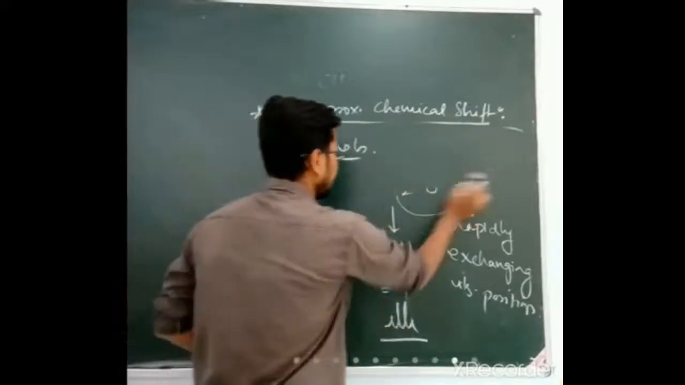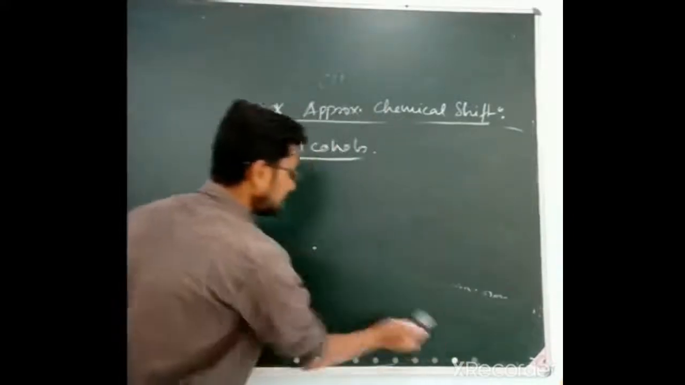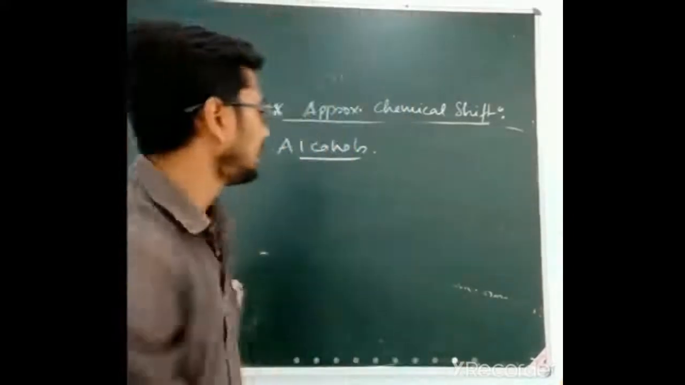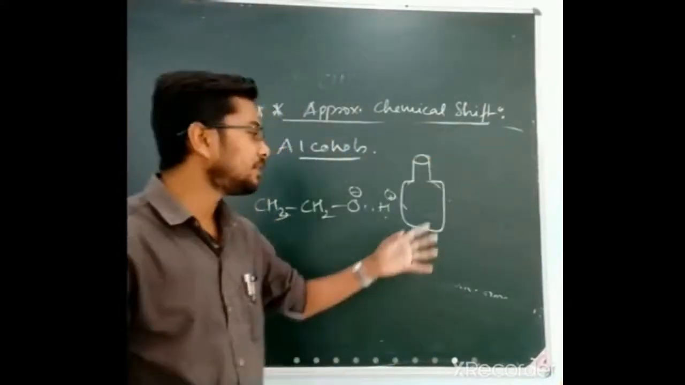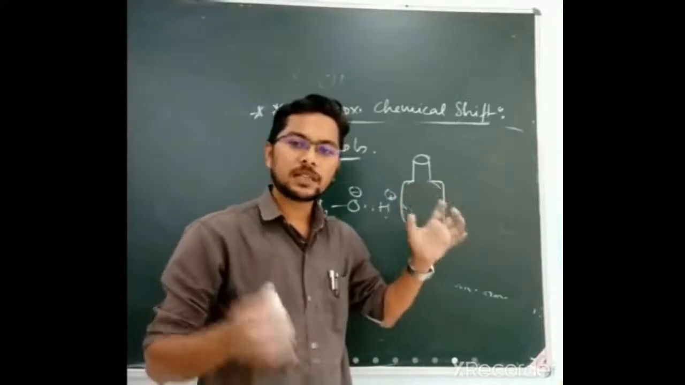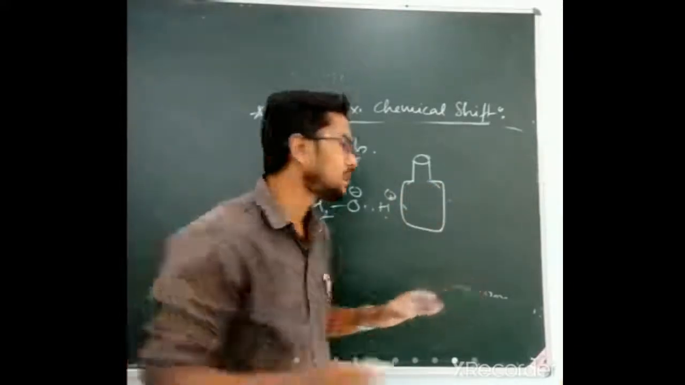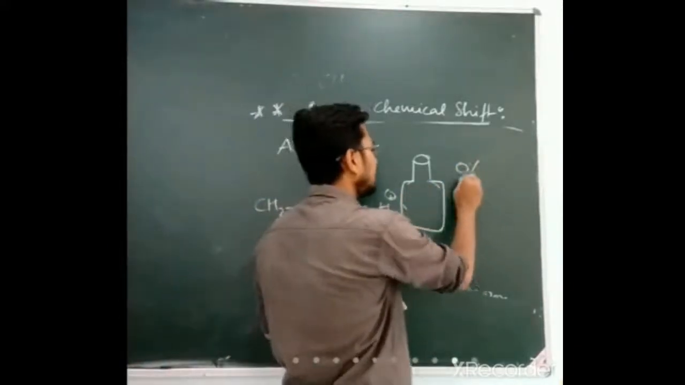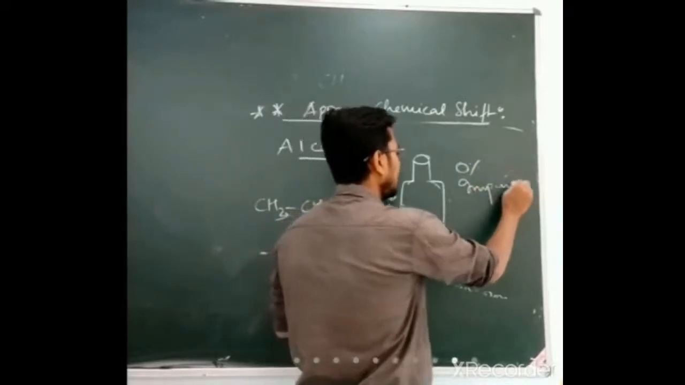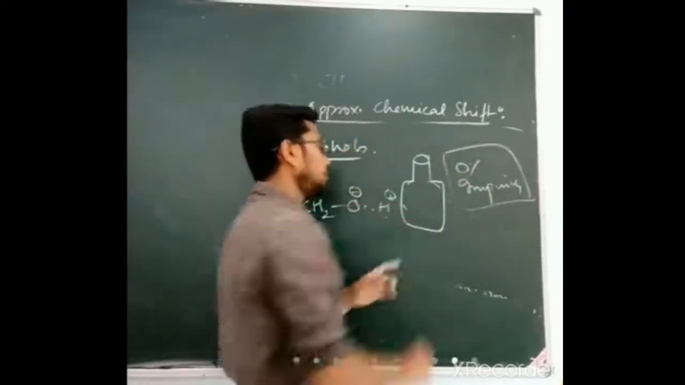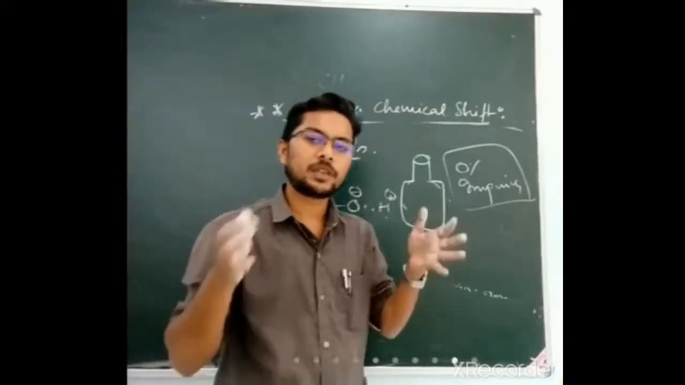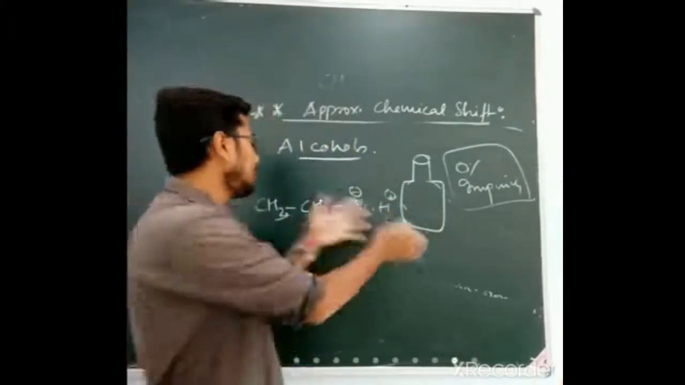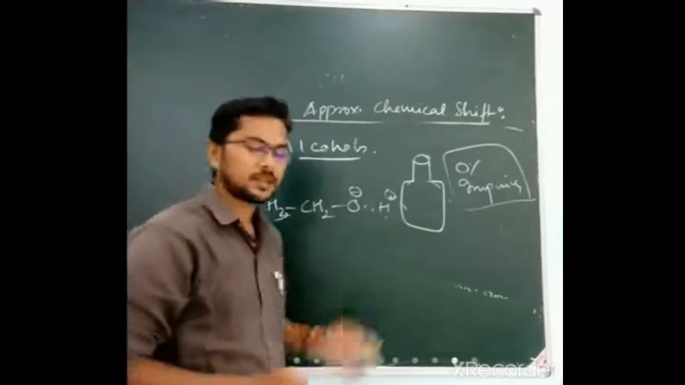But suppose you are taking an ethanol bottle which is freshly prepared, highly concentrated, without any impurities, zero percent impurity present. Only for these kinds of alcohols you will observe triplets, where the OH hydrogen couples with the CH2 hydrogens and appears as a triplet.